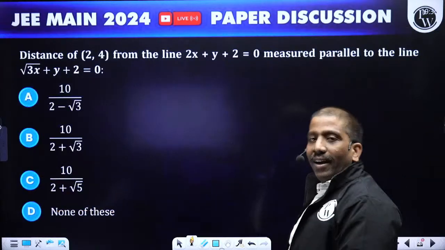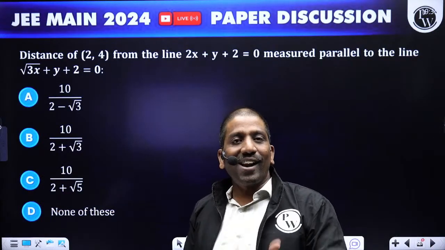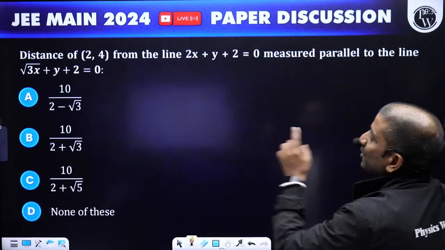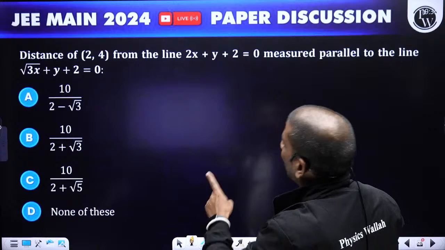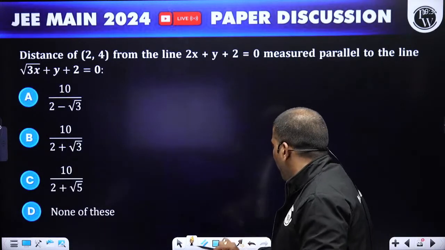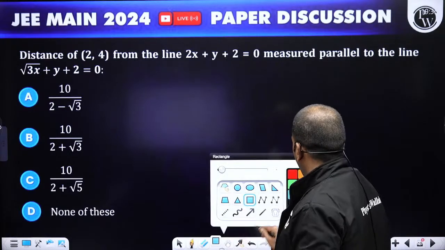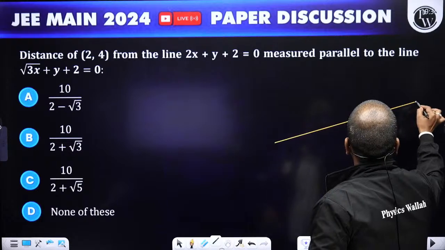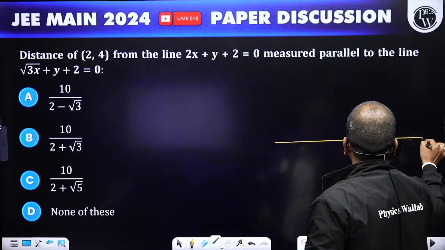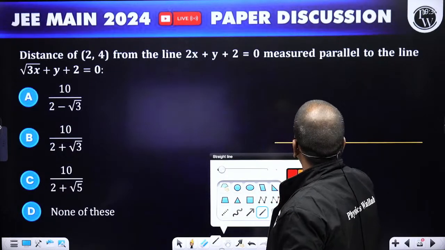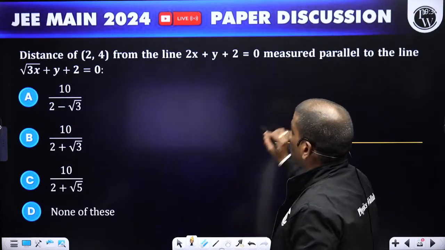Next, again a classic question for competitive examination. Distance of 2, 4 from the line 2x plus y plus 2 is equal to 0. So that means when we have a line, what do you get? So this is a line, and there is a point. So what is the point here? So 2, 4.